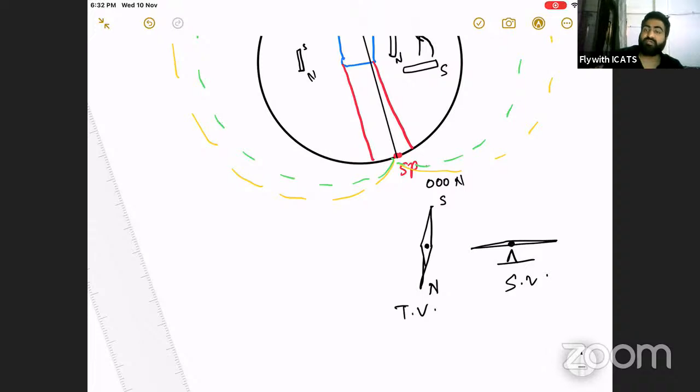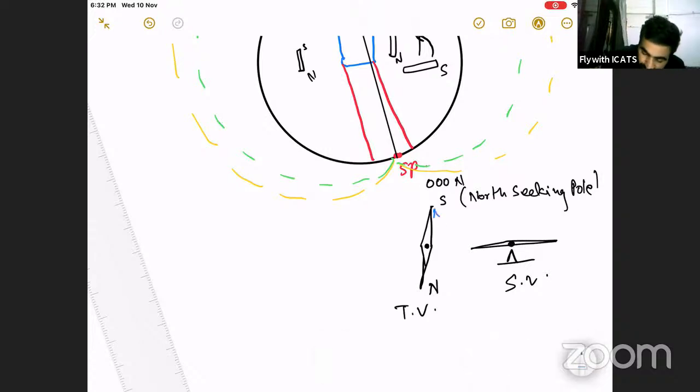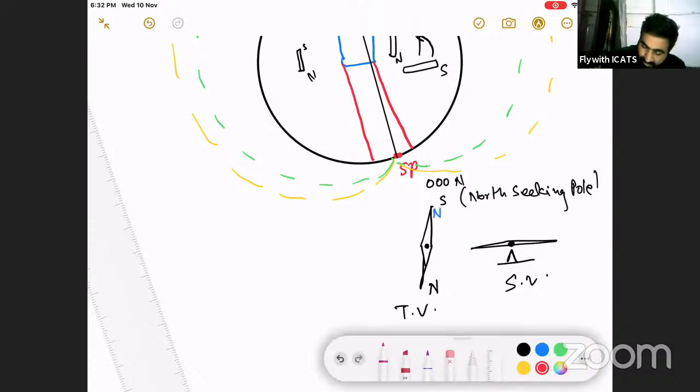So generally, most of the students are still not aware that the south pole of the magnetic needle is actually showing you the north magnetic direction. So this south pole of the magnetic needle is also known as north seeking pole. And on your magnetic needle, to increase your confusion as a student, they will write this as north and this as south.